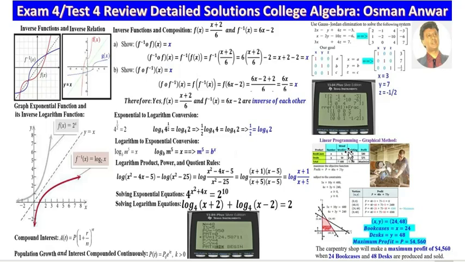Then we're going to do the linear programming graphic method. This linear programming is a word problem about a carpenter maximizing profit. The carpenter makes bookcases and desks. That carpenter will make x bookcases and y desks to maximize the profit. From each bookcase, he will make $40 profit. From each desk, he will make $75 profit.